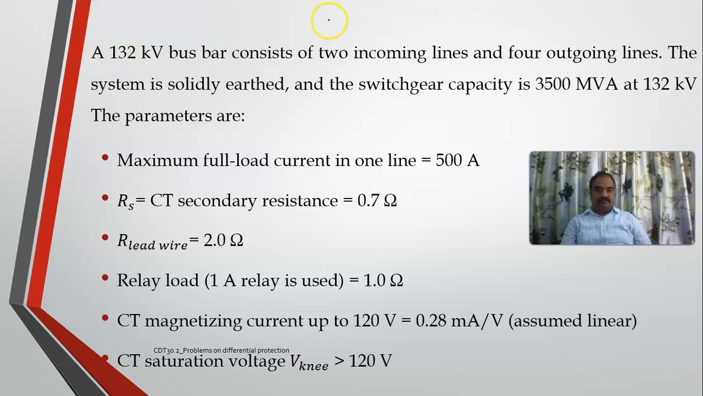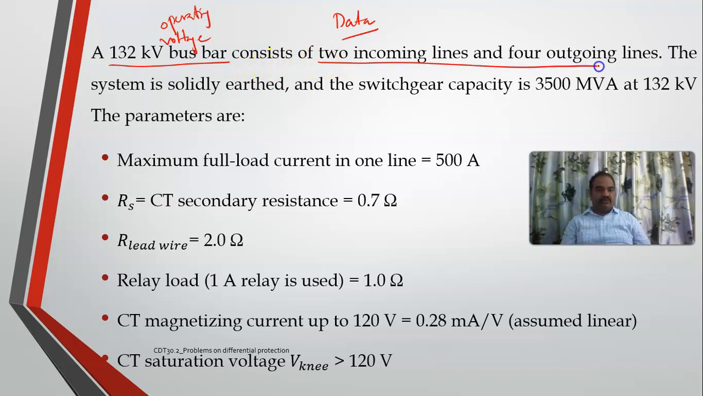See, this is the data which is generally provided. It says that a 132 kV bus bar, this is the operating voltage, consists of 2 incoming lines and 4 outgoing lines, which means the total number of feeders is 6. So small n is equal to 6. The system is solidly earthed, and the switchgear capacity, what we call S, capital S, is 3500 MVA, and this is the operating voltage which we have already given.